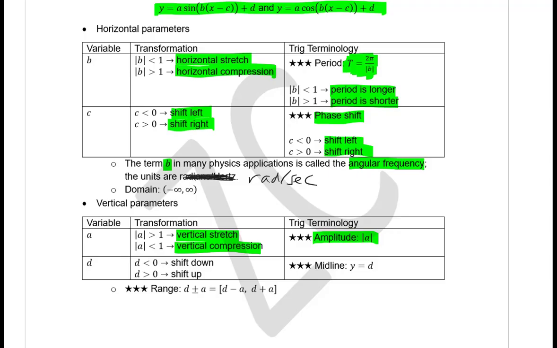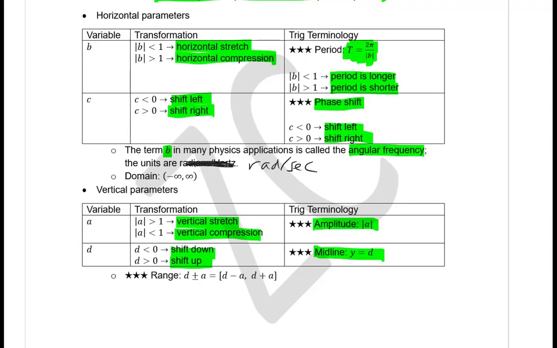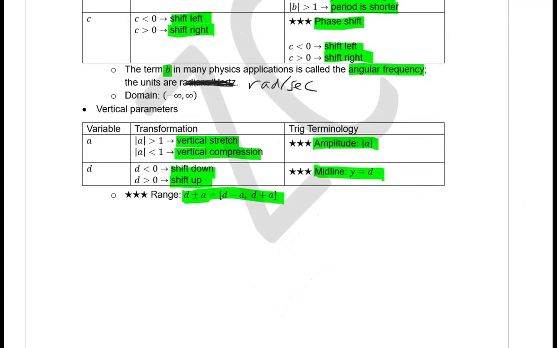Now, let's move on to D. We know that if D is less than 0, it is a shift down, and D greater than 0 is a shift up. D in trig terminology is the midline. Again, connect the dots. Think of how the midline is equivalent to a vertical shift. And the range, remember, is midline plus or minus amplitude. So D plus or minus A, which gives us D minus A as the lower bound, D plus A as the upper bound.